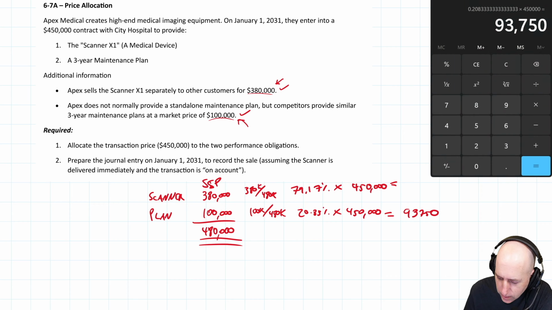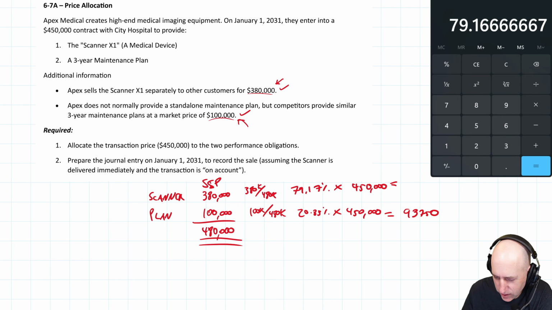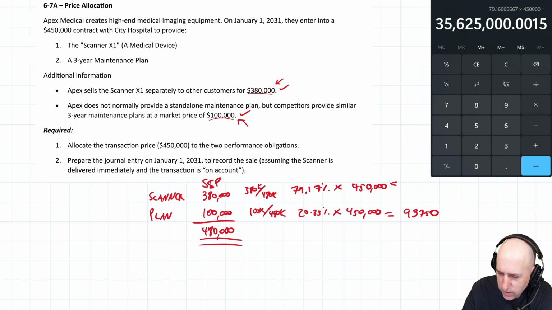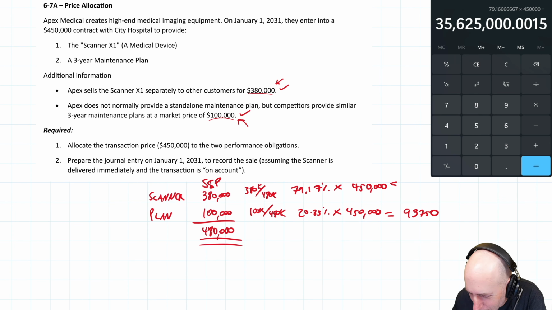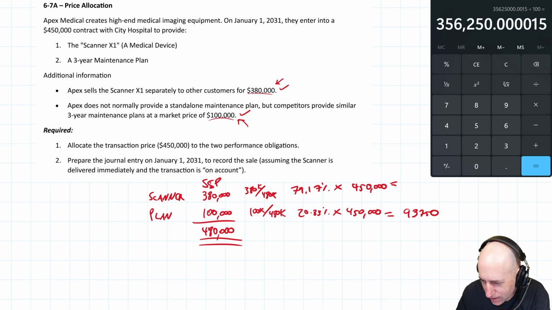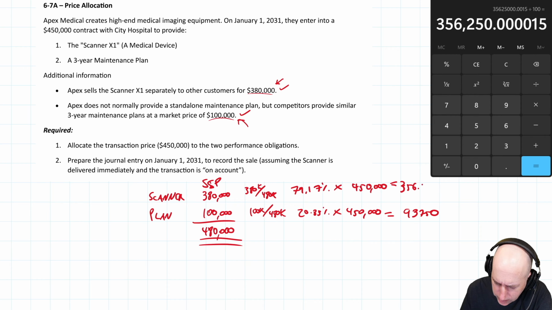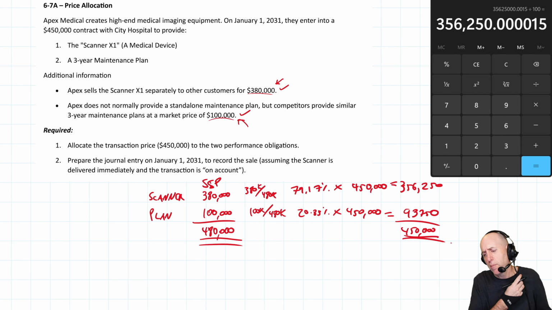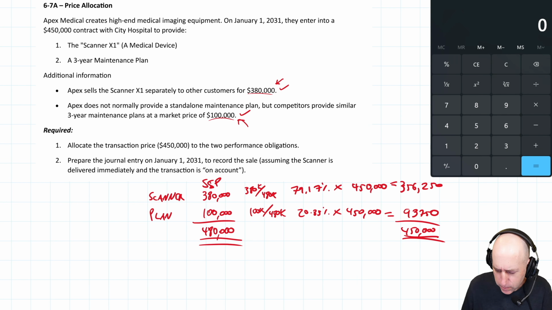So 20.83 times 450 is 93,750, and 79.1666667 times 450, and that's 35... Oh no, I've messed up. Divide by 100. I had a 0 here. 356,250. And if you've done it right, these should add up to 450. And it certainly does. And you might mess up with some rounding. That's why I took more decimal places there, just to be more certain about my rounding.